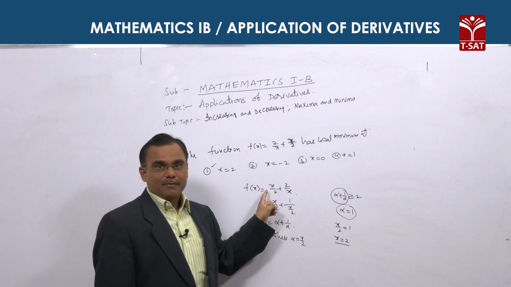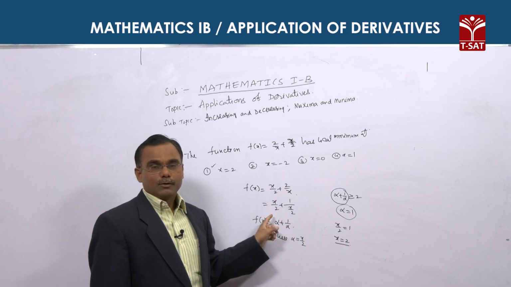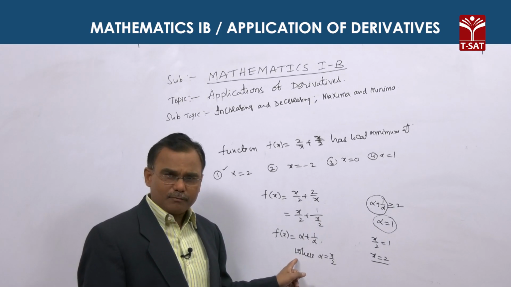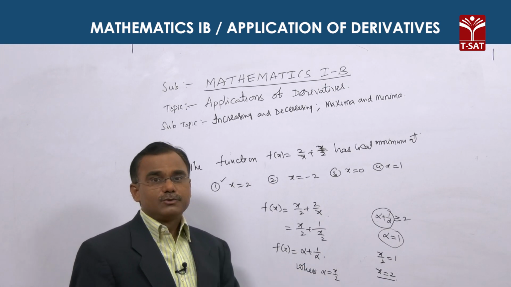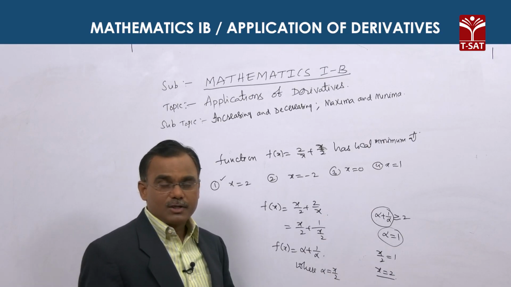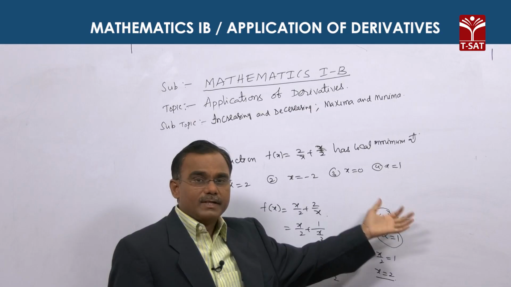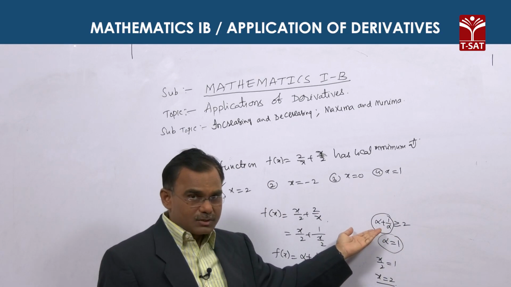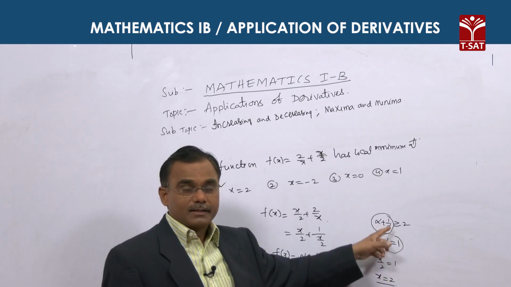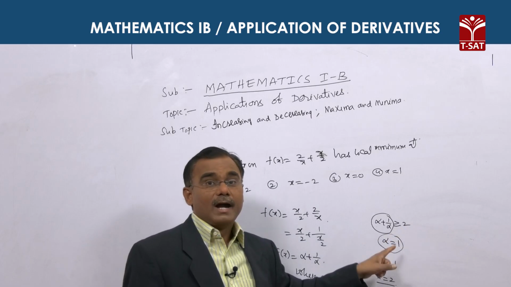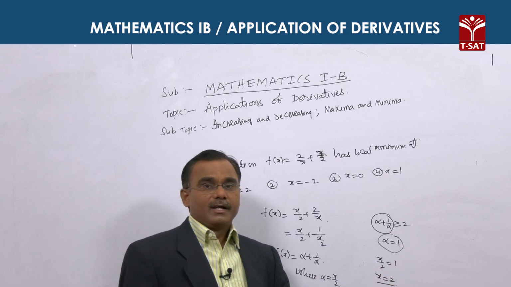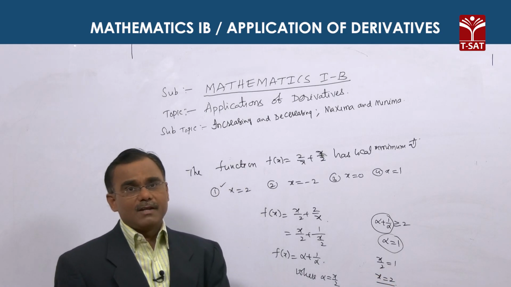Given f(x) is equal to x/2 plus 2/x, which is of the form x/2 plus 1/(x/2), which is the form of alpha plus 1/alpha. We know that without using calculus, using the algebraic inequality, alpha plus 1/alpha is always greater than or equal to 2, a standard inequality, but equality holds when alpha is equal to 1. That means the minimum value of alpha plus 1/alpha is 2, at alpha equal to 1. In our problem, alpha is x/2, so x/2 equal to 1, x equal to 2. Therefore the given function has the minimum value at x equal to 2.